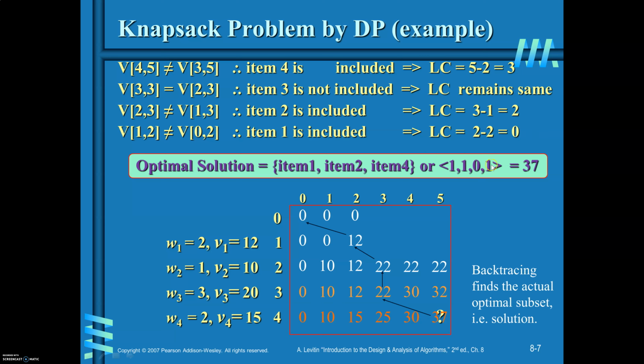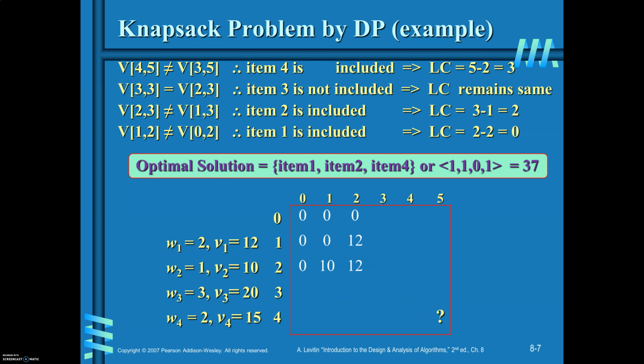So therefore the optimal solution is item 1, item 2, item 4. When they are included into the sack, you can get the optimal value, that is equal to 37. You can write it in vector format also: 1 1 0 1. This is the optimal solution you are going to get whenever you include items 1, 2 and 4 into the sack. One interesting thing you can find out here.